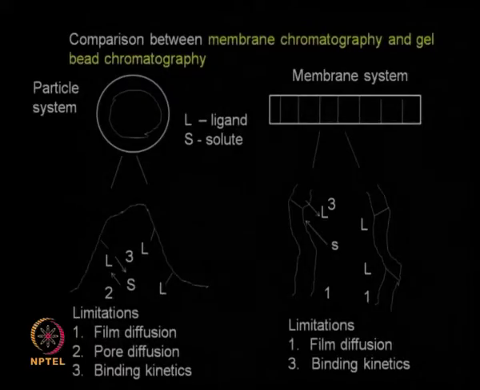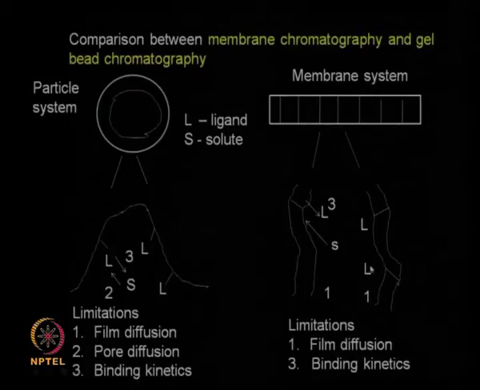So how do membrane chromatography and gel based chromatography look like? We are all familiar with the gel based or the liquid chromatography. So you have a particle, which is nothing but a support, then we will have the ligand molecules here, and then we have the solute which will get in contact with the ligand. So you are going to have film diffusions, you are going to have pore diffusions, and then you have the binding kinetics.